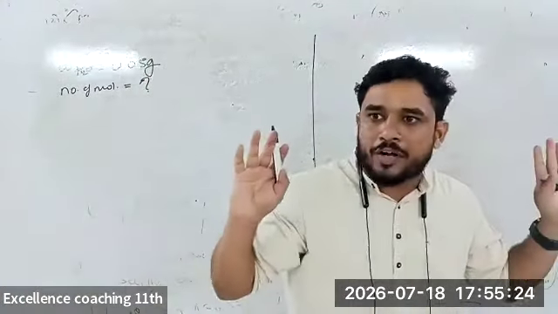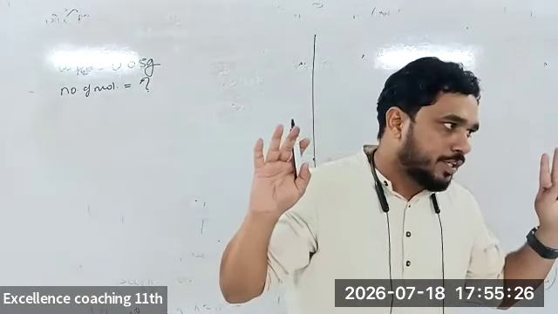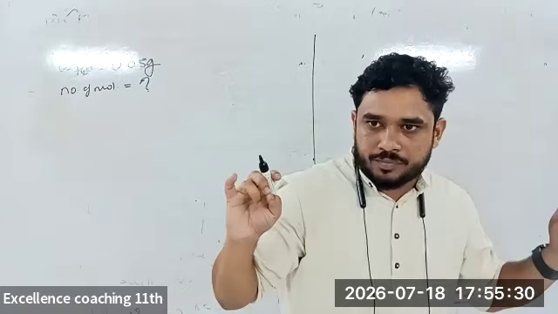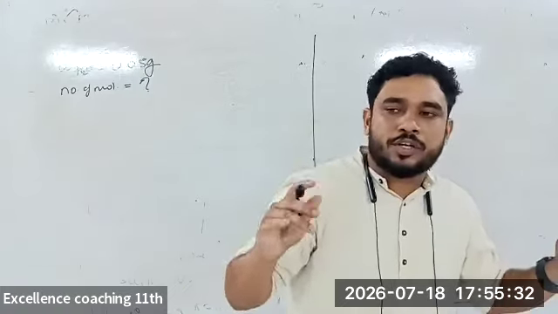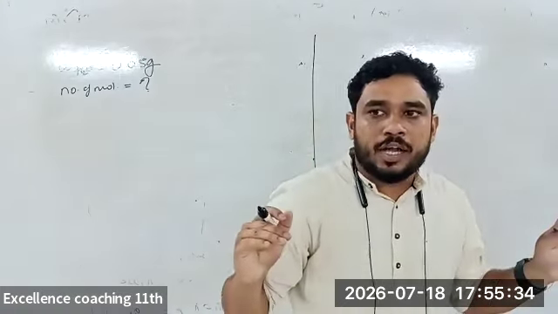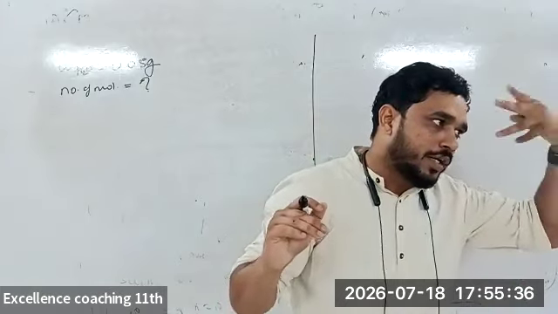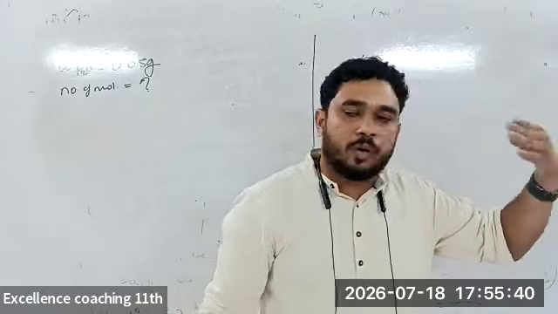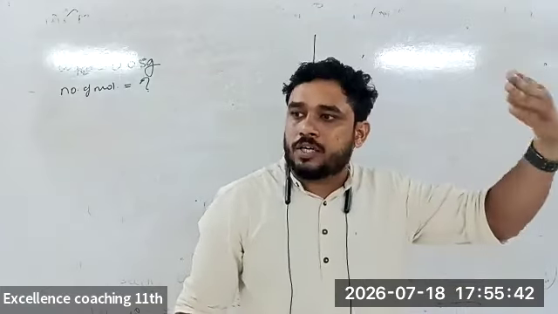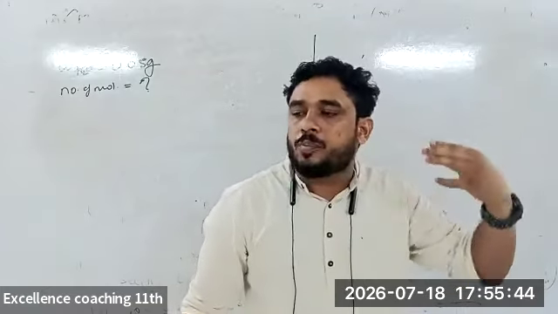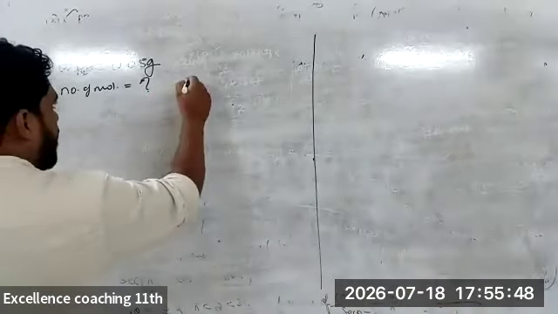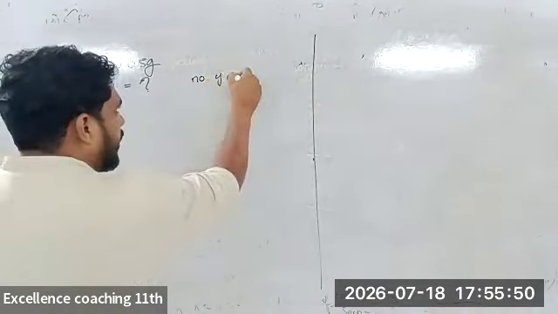Number of moles is equal to number of molecules upon Avogadro's constant. Three formulas: first, given mass upon molar mass. Second, volume at STP upon 22.4 liter. Third, number of molecules upon what? Avogadro's constant. So if we need to find the number of molecules, we first need the number of moles.